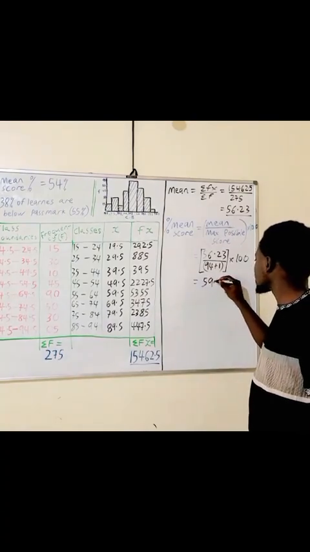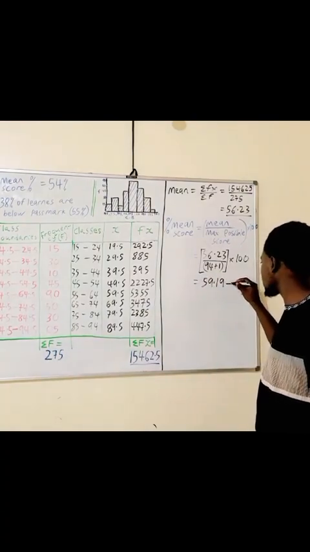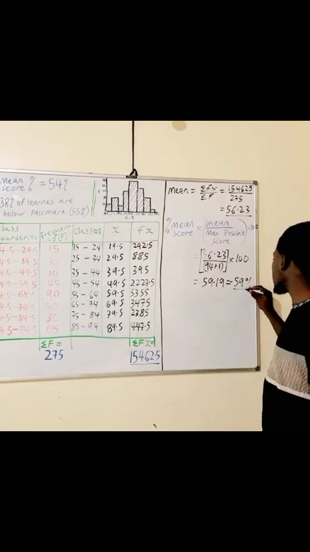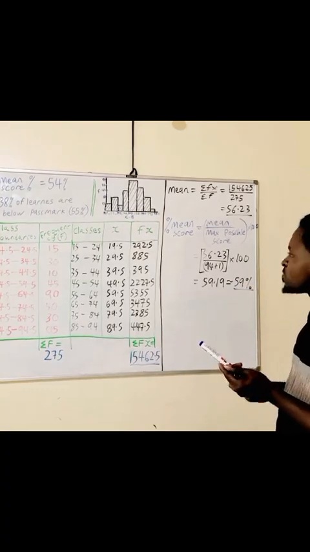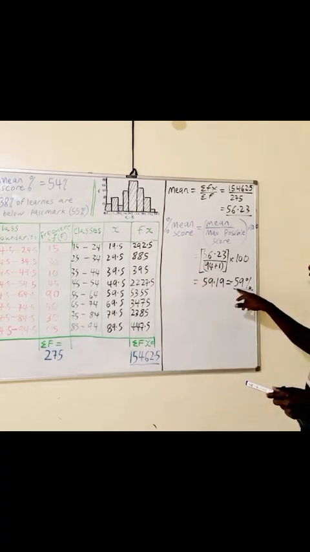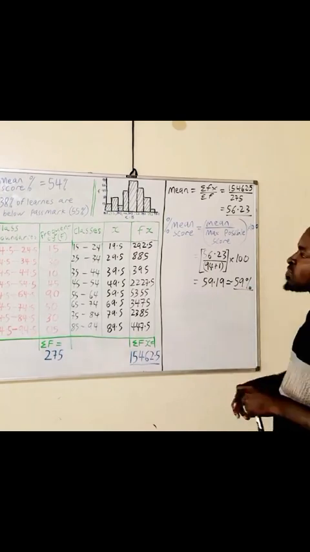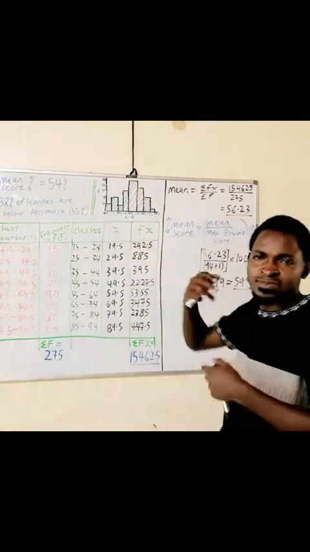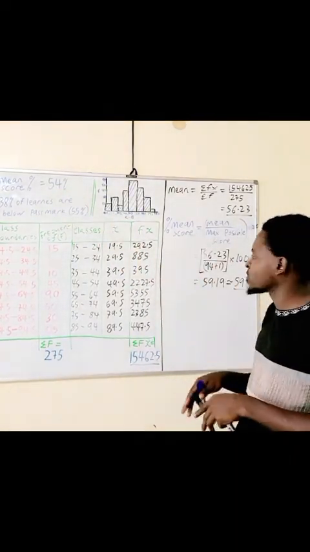59.19, which is approximately 59%, which means the new percentage mean score is 59%. Remember the old one was 54%. So which means the teacher has made an improvement in terms of performance.